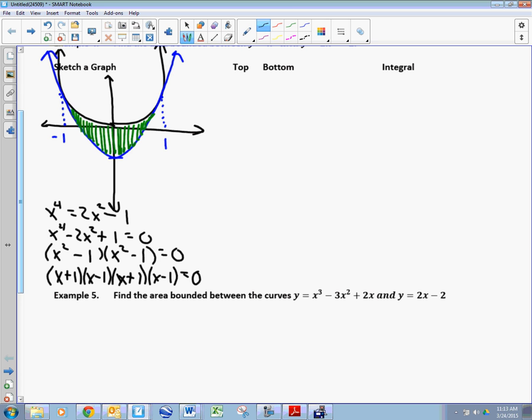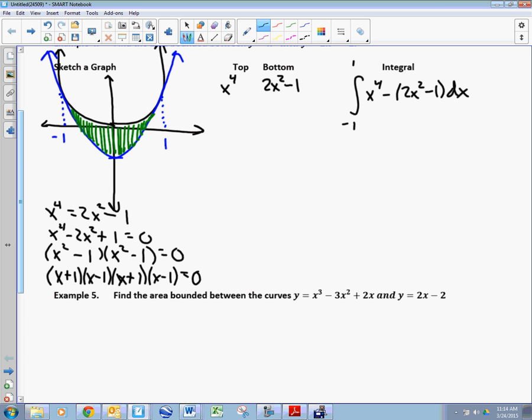So what is the top function in this scenario? x to the fourth. What's the bottom function? So the integral will be from -1 to +1 of the top function minus the bottom function. Now, there's a trick here that can make things easier for you, and you can just solve it like that, that's fine, but I would encourage you to listen to this next piece.